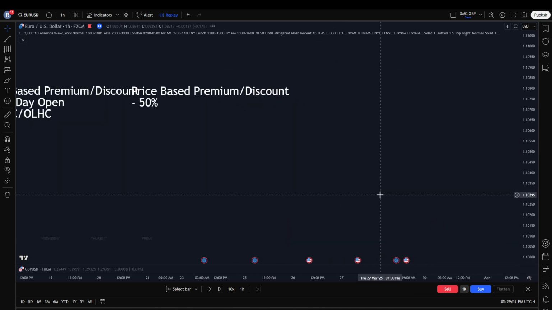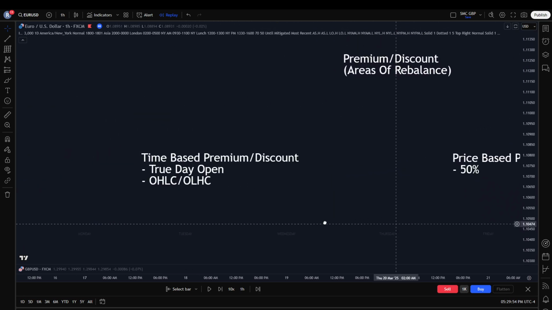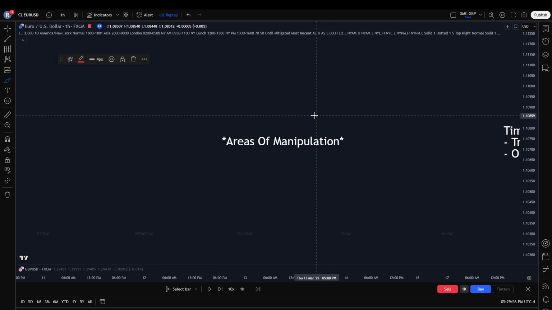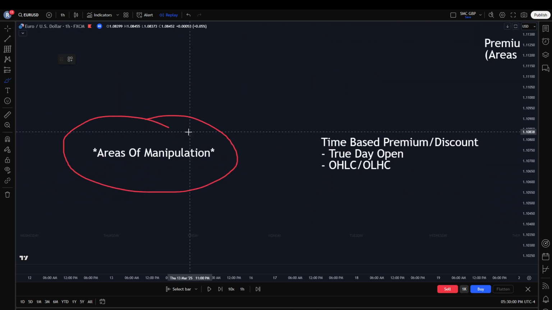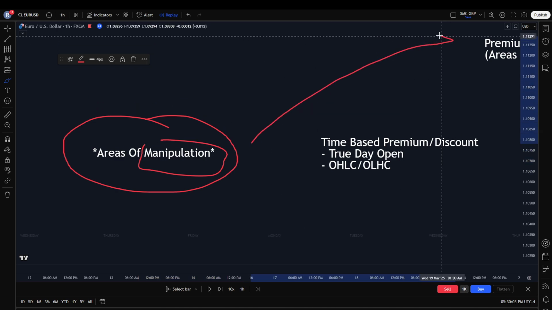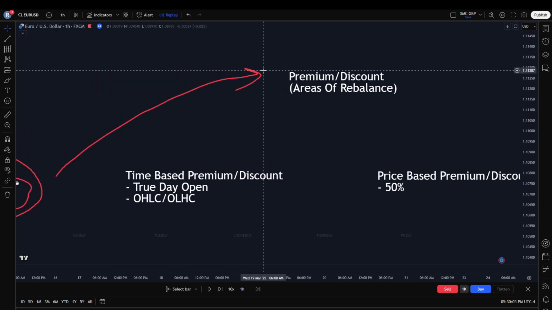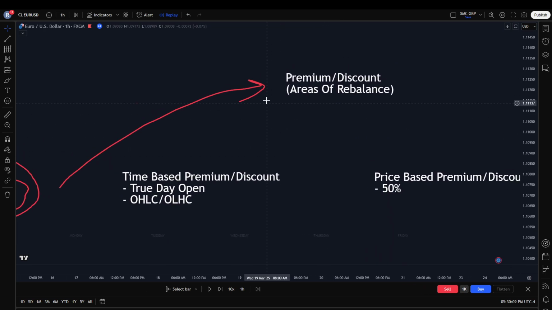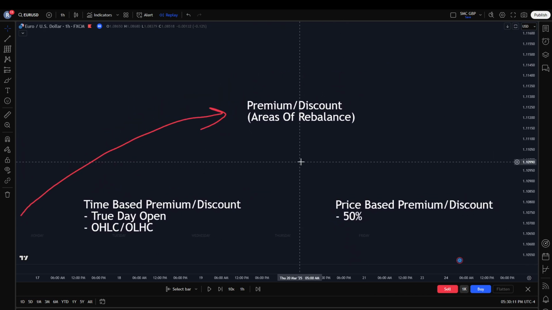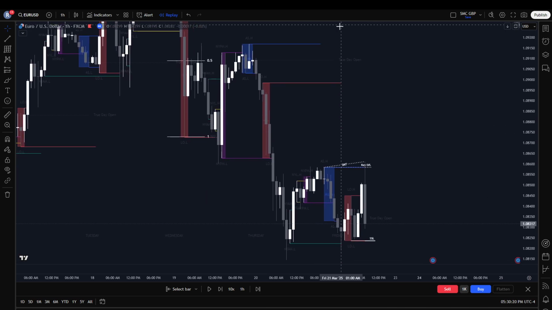Again, we have another thing to talk about. Areas of manipulation in and of themselves, like just a straight up manipulation, is an area of rebalance. When the market is manipulating, it is manipulating to fake out buyers and sellers to catch an area of fair value, or quote unquote fair value, for these institutions and buyers and sellers to step in at a much better price than catching the very bottom of this move.